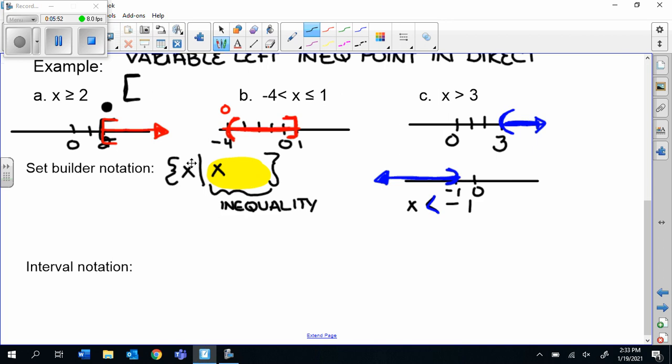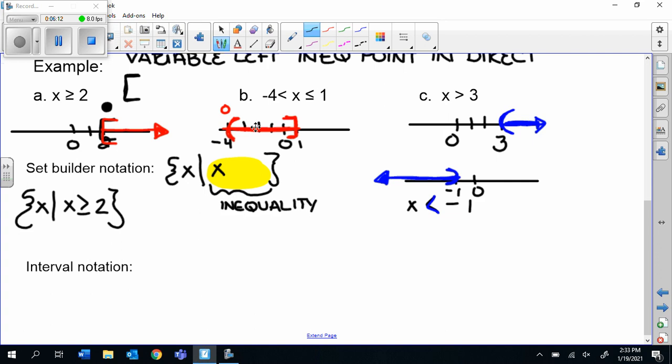So X such that, and then X is greater than something, X is less than something. So here, if this first example was in set builder notation, it would be X such that X is greater than or equal to 2.